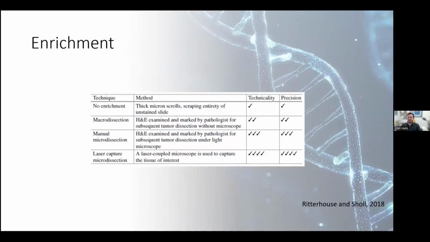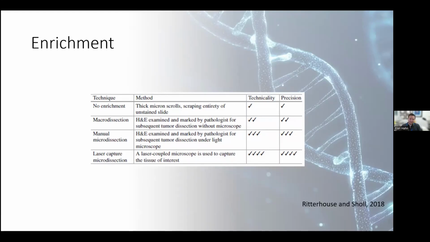So there are ways we enrich these slides or specimens for testing. How do we enrich them for tumor? Certain techniques have no enrichment, like cutting thick scrolls or scraping unstained slides entirely. There's macrodissection, which I think most labs are using currently, where we circle an H&E and then, using the naked eye, we scrape off the tumor within the circled area.